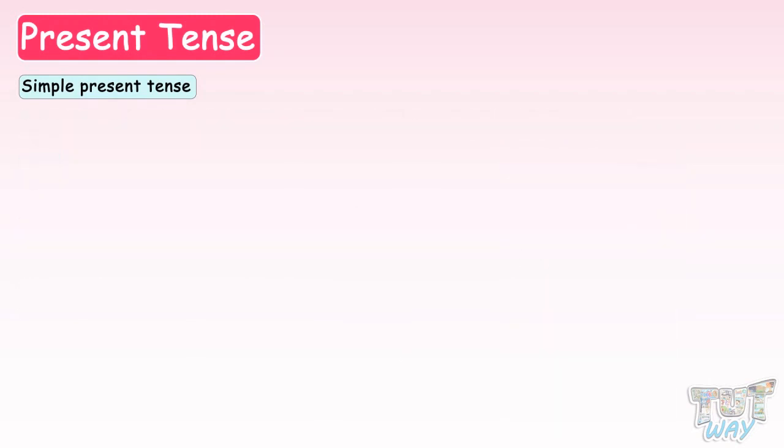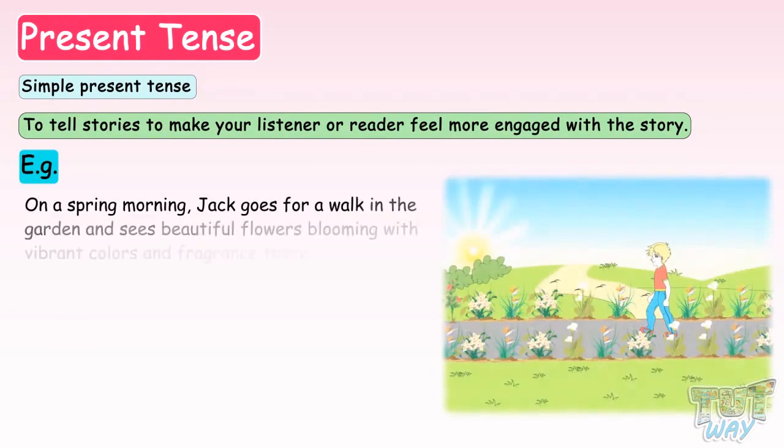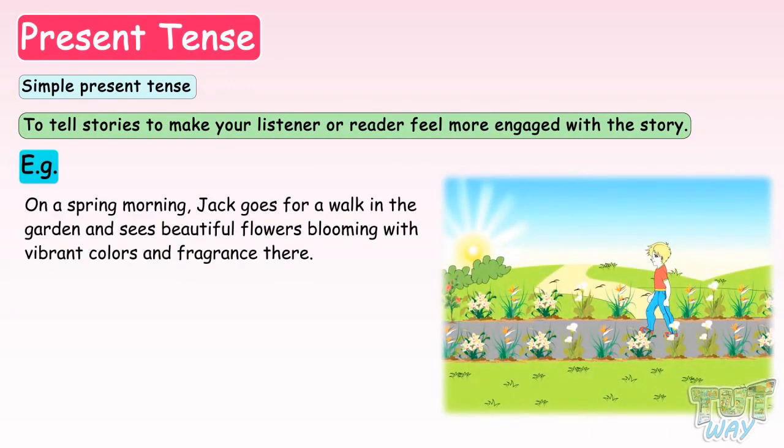We also use simple present tense to tell stories to make your listener or reader feel more engaged with the story. For example, on a spring morning, Jack goes off for a walk in the garden and sees beautiful flowers blooming with vibrant colors and fragrance there.